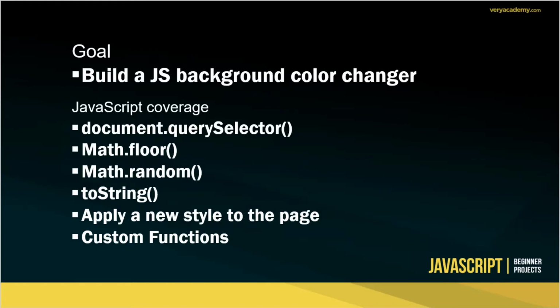So the goal of this project is to build a JavaScript background color changer. It is a very simple project. However, there is a lot to learn in this project if you're new to JavaScript. We're going to cover document.querySelector. We're going to be using Math.floor, Math.random, toString, and then we're going to be able to apply a new style to the page. In addition to that, we're going to create a custom function and also incorporate Bootstrap.